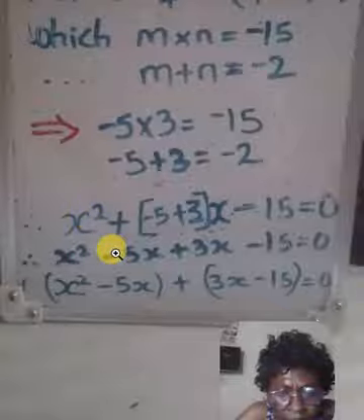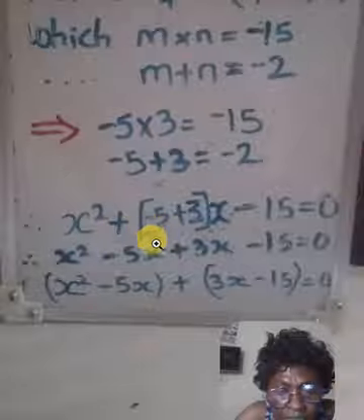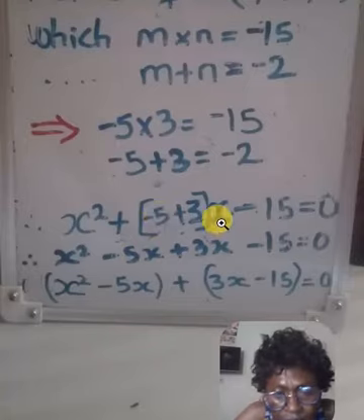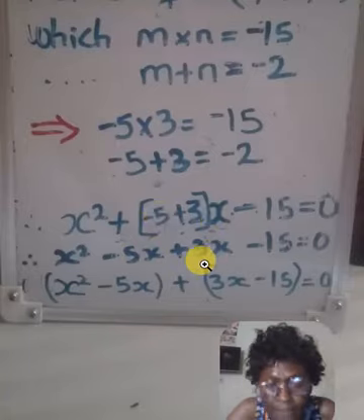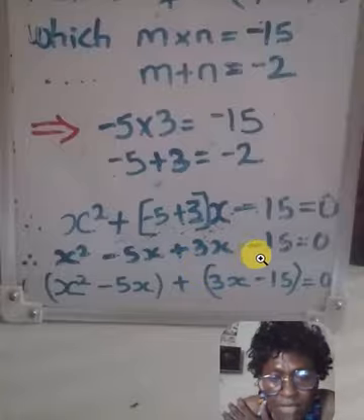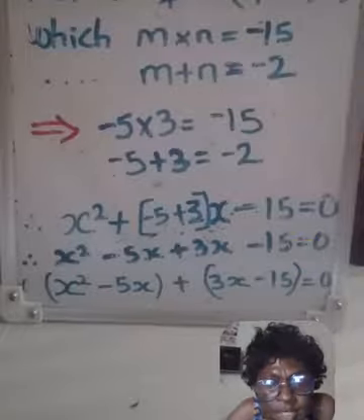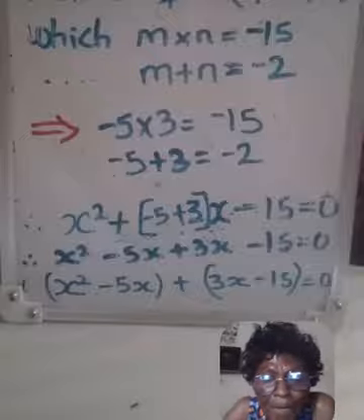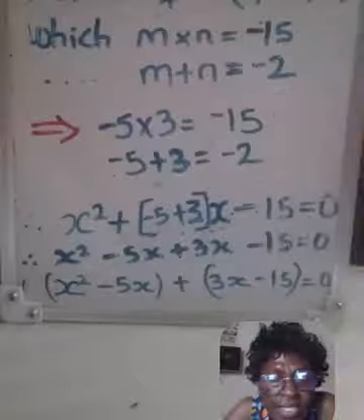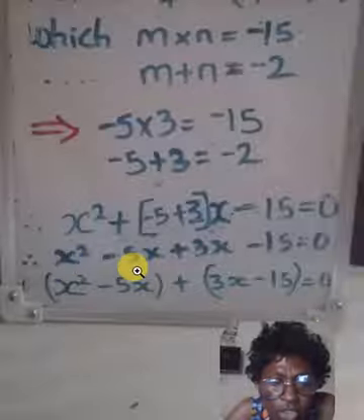You get x squared. Let's open the bracket rather. So you have x squared minus 5x plus 3x minus 15 is equal to 0. So we continue. We want to tidy up this equation, heading towards factorizing the equation. This and this have something in common. They have x in common. So we can group these two.